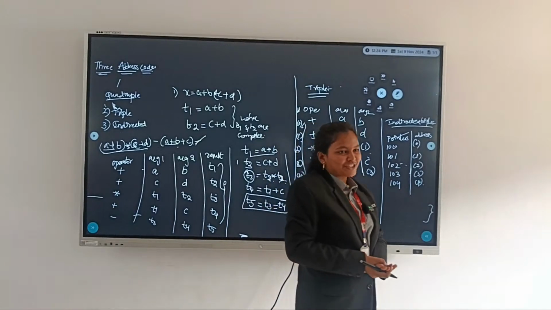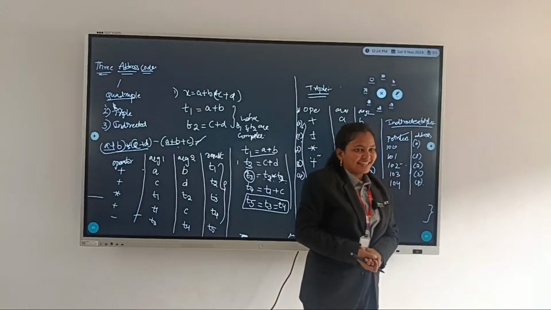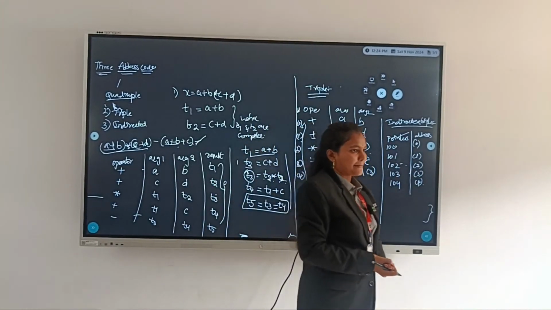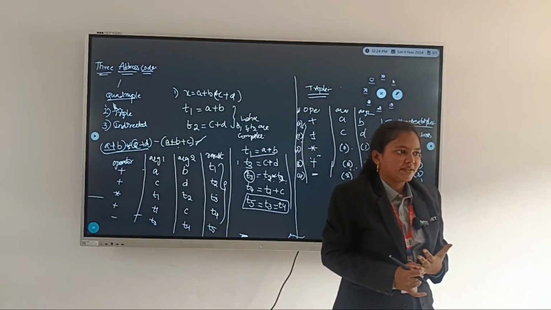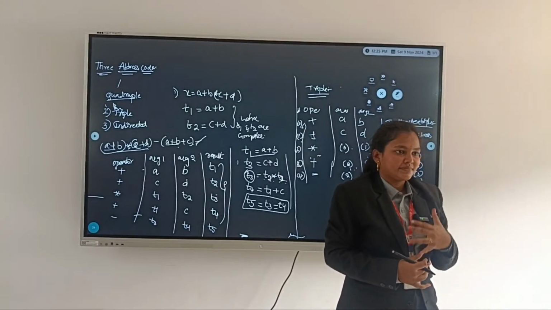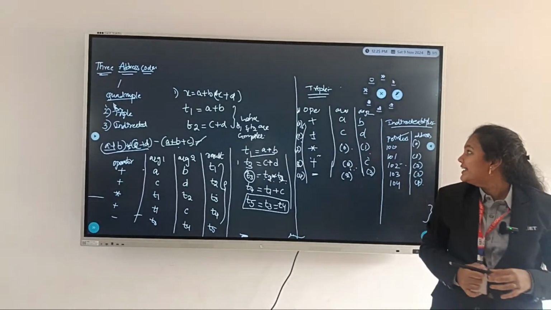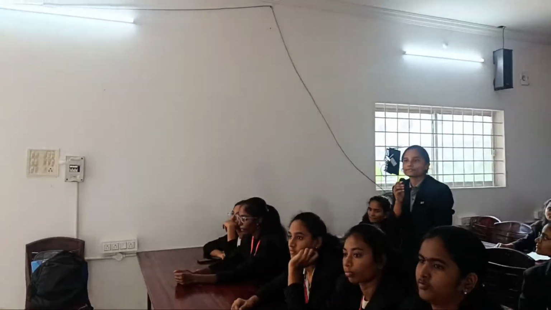I have a few questions. How did you people understand my class? Roshni. What is the major difference between indirect triple and triple? It creates another symbol table as it represents in a very short way. Correct? Thank you.